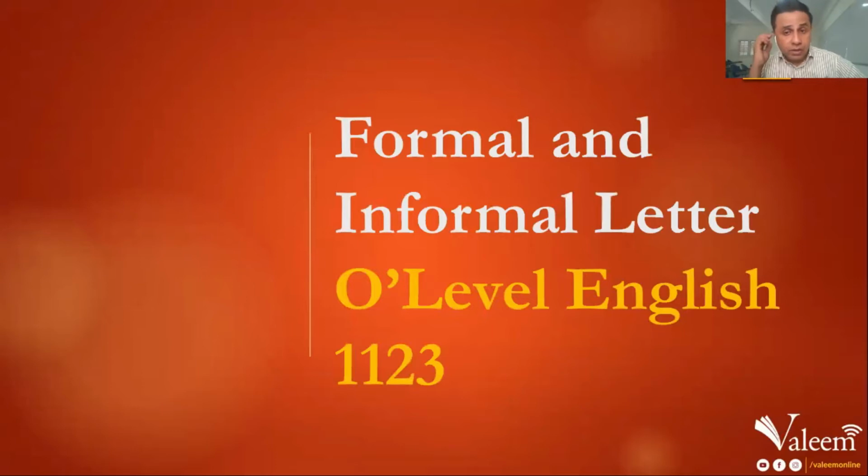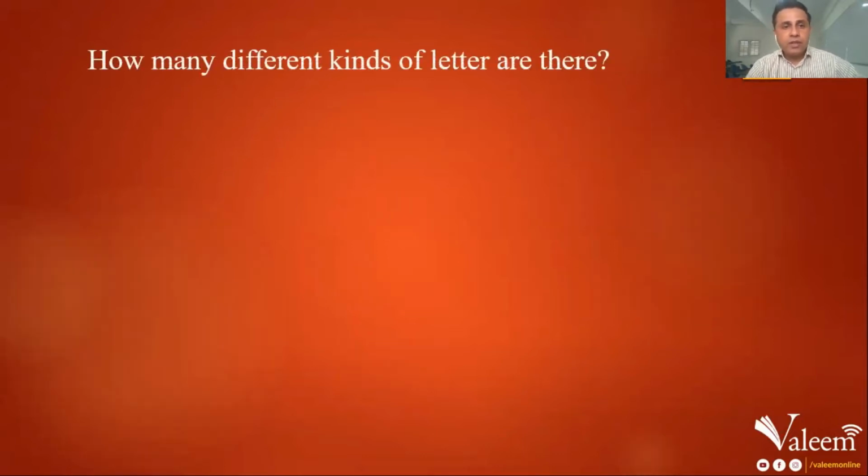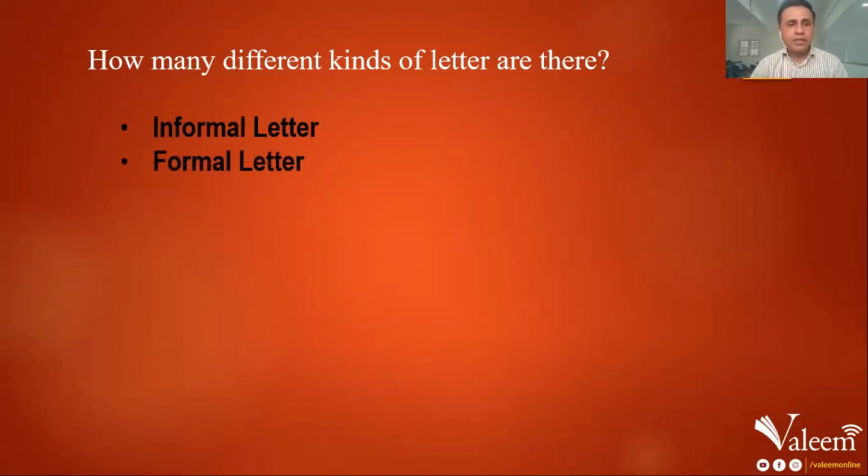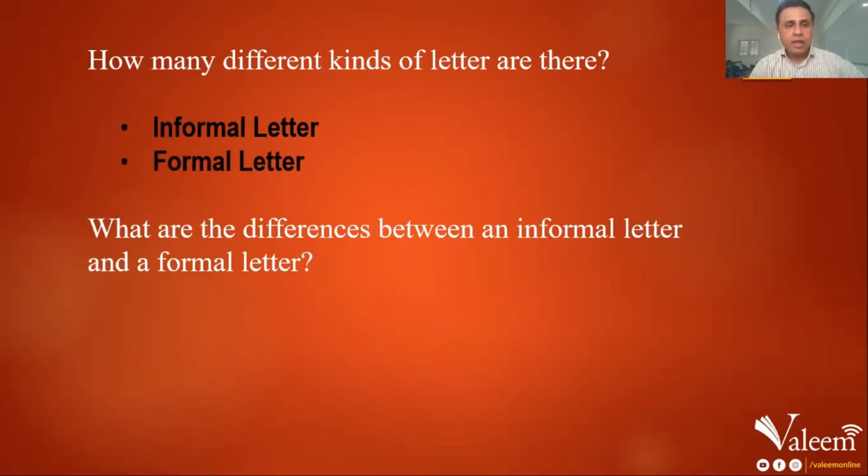So today we're going to learn formal and informal letter. O-level English 1123. As I mentioned earlier, 1123 is the international code for O-level English. All right. So how many types or kinds of letter are there in English? There are two types of letter, informal letter and formal letter.